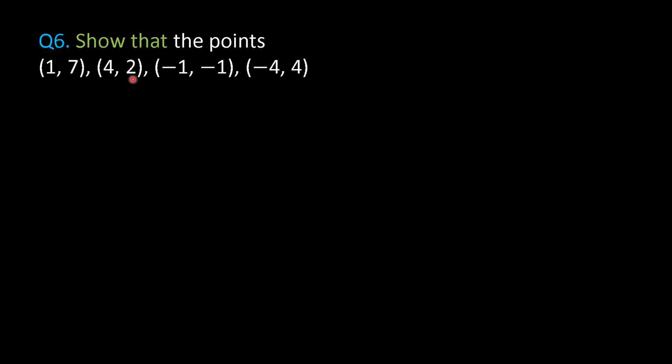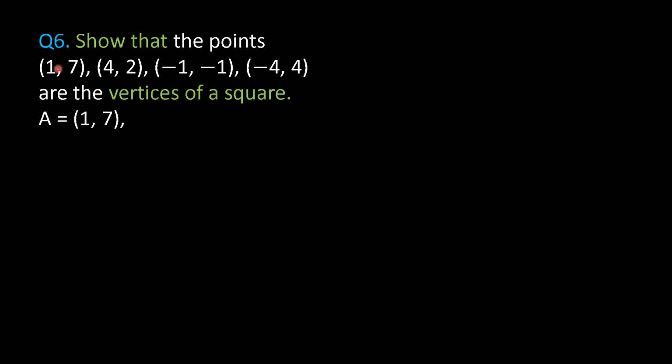In question 6, we have to show that the points (1, 7), (4, 2), (minus 1, minus 1) and (minus 4, 4) are the vertices of a square. First, we will name the points A (1, 7), B (4, 2), C (minus 1, minus 1) and D (minus 4, 4). By using distance formula, we will find AB, BC, CD and DA.